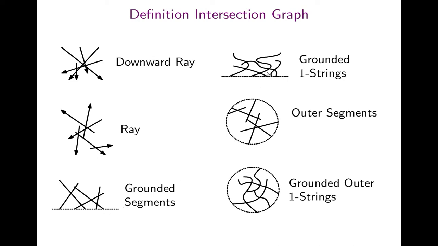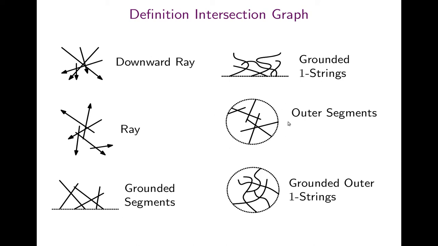Grounded one strings are a generalization of grounded segments. Here our objects are curves. One endpoint must be at the grounding line, and any two one strings may intersect at most once. That's why one string, and not just string, because any two strings may intersect many times.